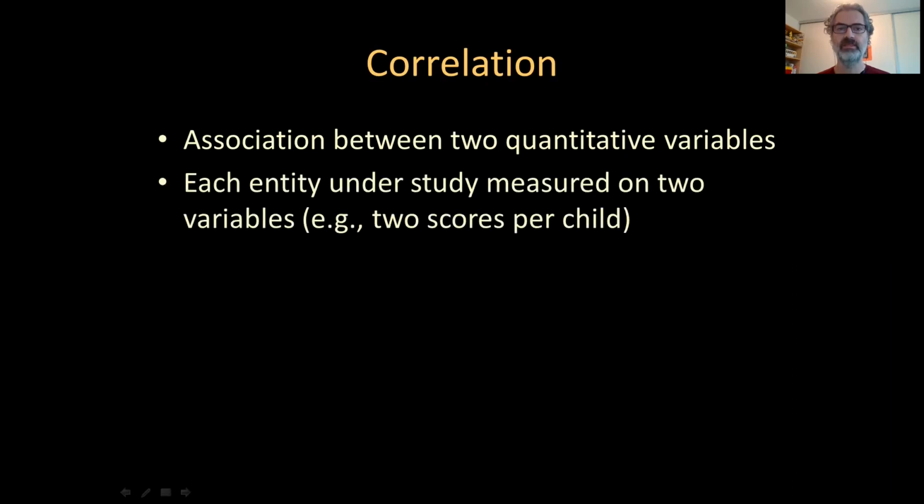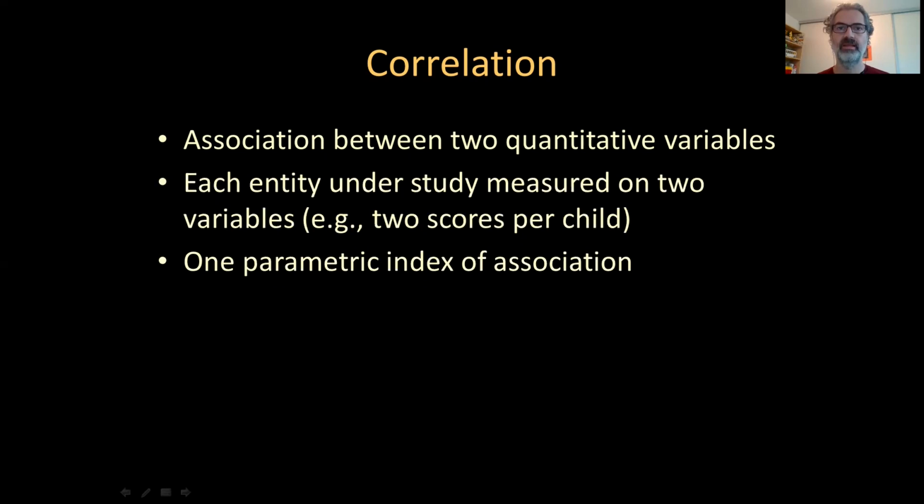The idea behind correlation is that we have two measured variables for each entity under study. For example, we have two different scores for each child. Each child is measured with two different tests, or each child is measured at two different time points with the same test, or any other kind of combination. So each entity has one value for each of two variables. And in this case, we can calculate indices of association. In this video, I will show you how we calculate the most commonly used parametric index of association.